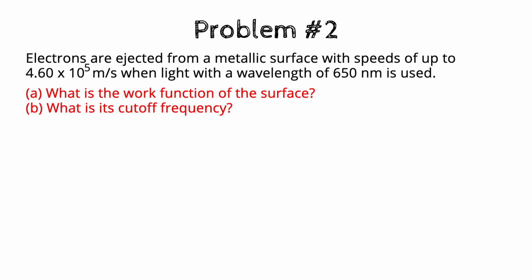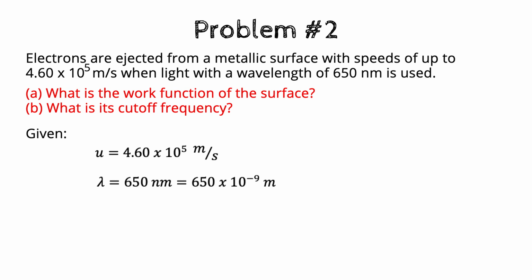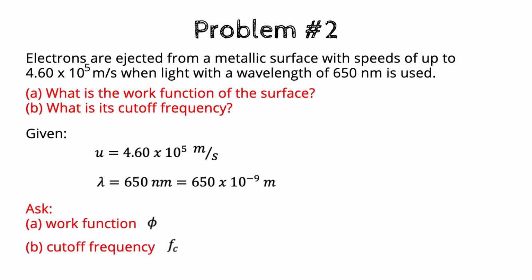Let us write the given values in the problem. First, we have the speed of the electrons, equal to 4.60 times 10 to the power of 5 meters per second. Then, we have the wavelength of light of 650 nanometers or 650 times 10 to the negative 9 meters. The problem is asking for the work function of the metal's surface and the cutoff frequency for this surface.